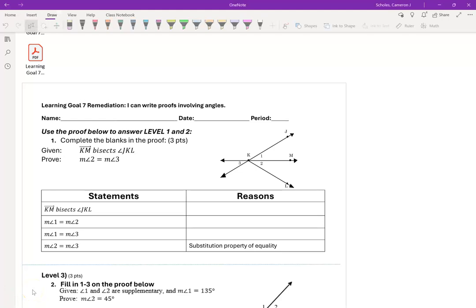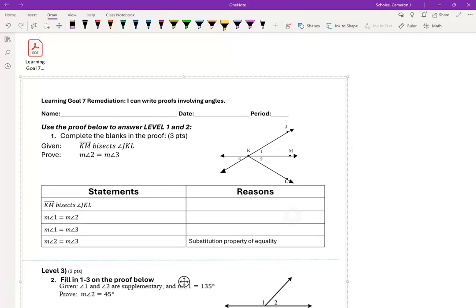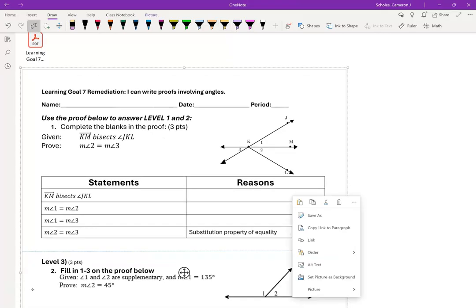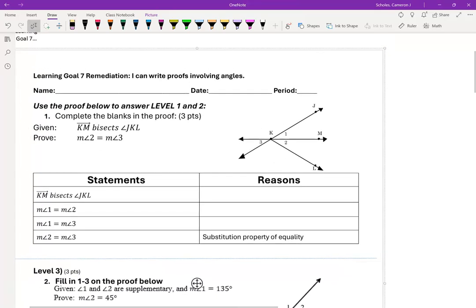Hello, welcome to the last part of Unit 2, aka Learning Goal 4 Remediation. So about angle proofs. The level 1 proof and level 2 are both the same, asking us to complete those proofs with the reasons.